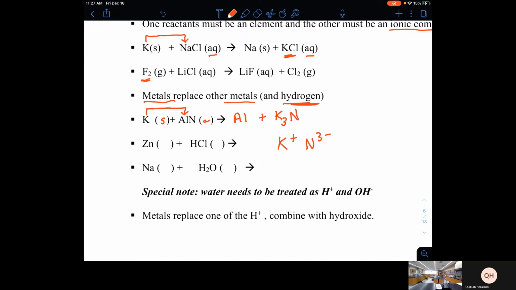We said ionic compounds are going to be aqueous. You're a metal, you're a solid, and you're going to be aqueous. And now the only thing you need to do is just balance this. I see 3 potassium, so let's put a 3 here, and it looks like it's now all balanced.